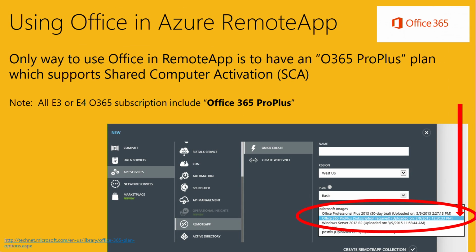Using Office in Azure RemoteApp. Office 365 Pro Plus is the only supported way to use Office in Azure RemoteApp. That comes bundled with all E3 and E4 subscriptions, or you can buy it as a separate add-on. I think it's like $2 a month to a business plan. The primary reason why Office 365 Pro Plus is because it uses shared computer activation. In my advanced session, I deep dive into how that works underneath the covers. But the key takeaway here is Office 365 Pro Plus is the only way to use Office in Azure RemoteApp.